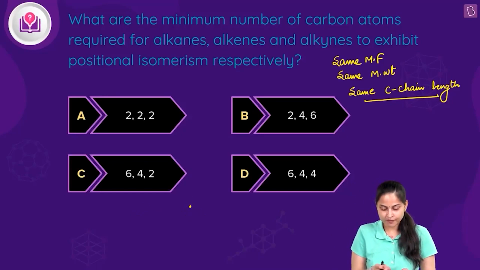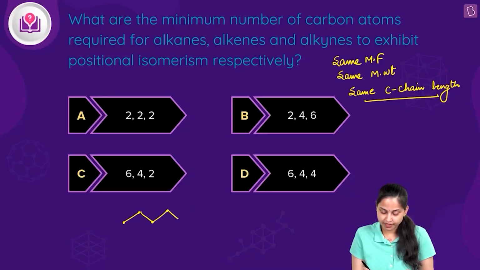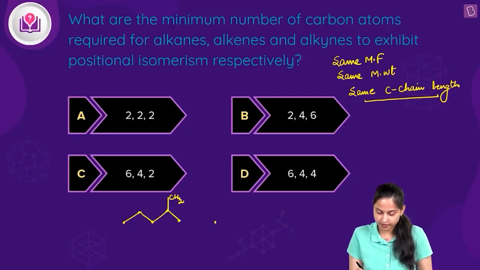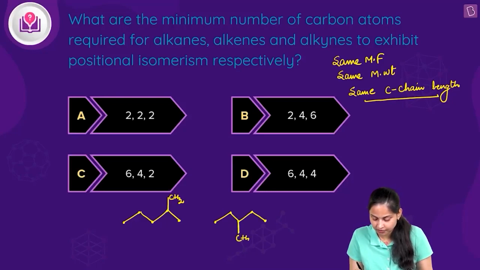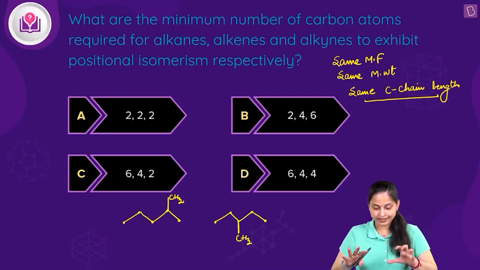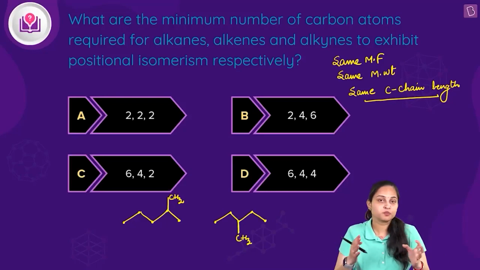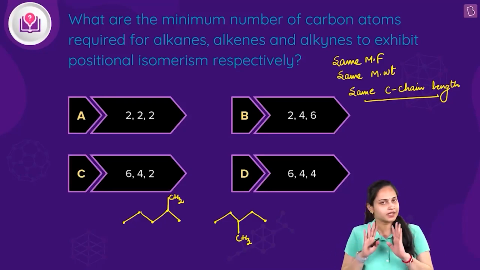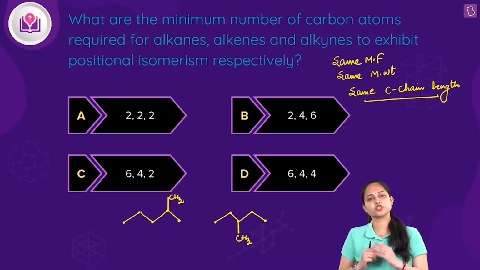But yes, if I go with one particular thing, it's 1, 2, 3, 4 and 5, and I'm having a methyl substituent placed over here. And again 1, 2, 3, 4, 5 and a methyl substituent placed over here. Now tell me, these two particular alkanes will be exhibiting which particular type of isomerism? I'll straight away say they will be exhibiting positional isomerism.